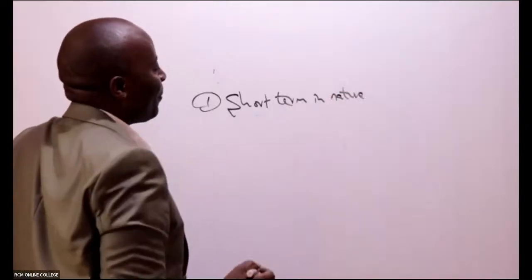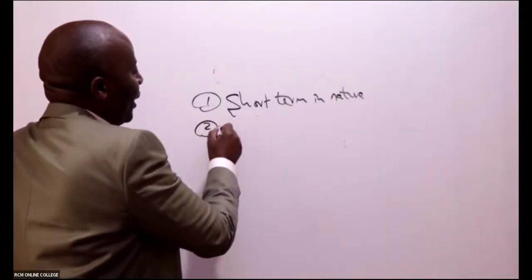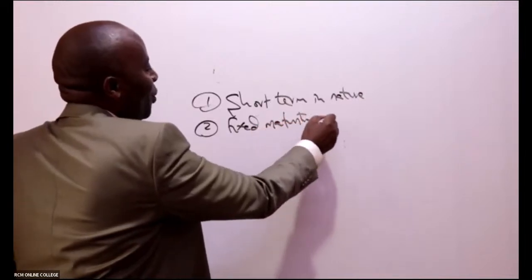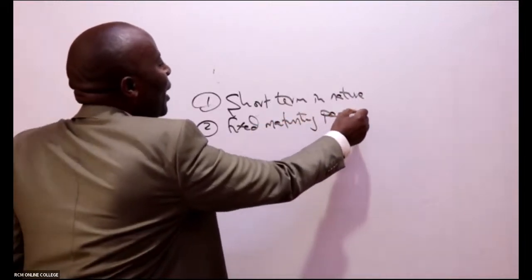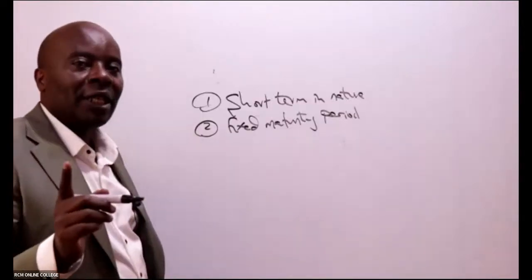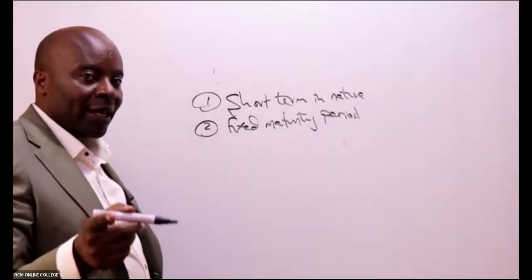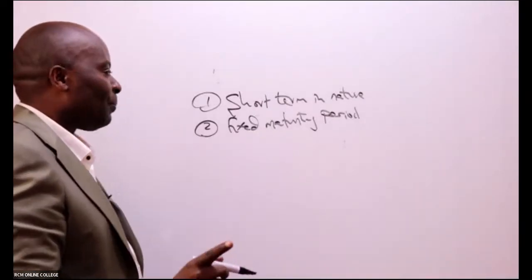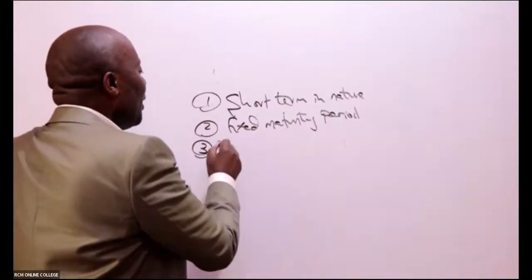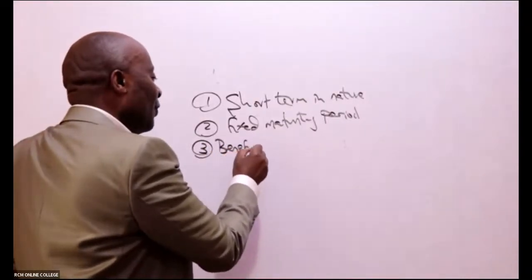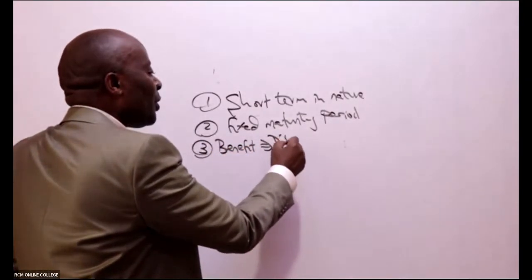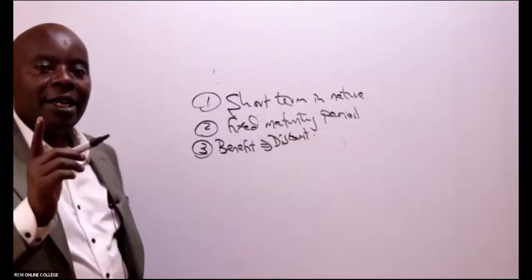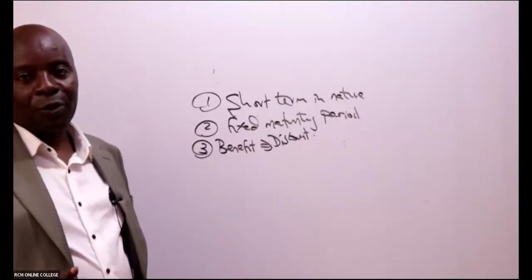Number two, ladies and gentlemen, they have a fixed maturity period. I will never forget this, a fixed maturity period. It can never be rolled over. Remember the bonds, which are normally rolled over. For commercial papers, they can never be rolled over. Then number three, the benefit is a discount. They are issued at a discount.